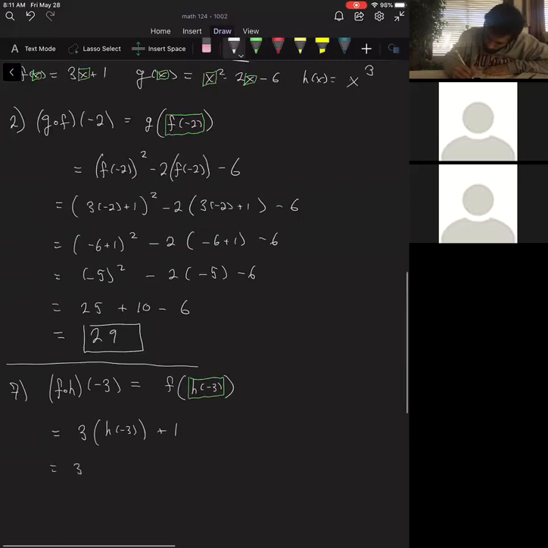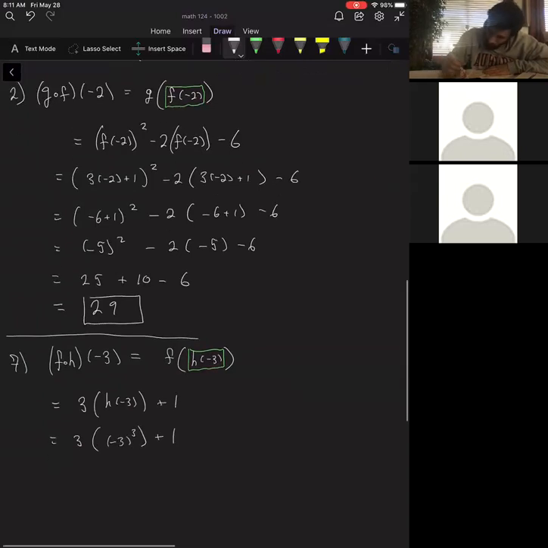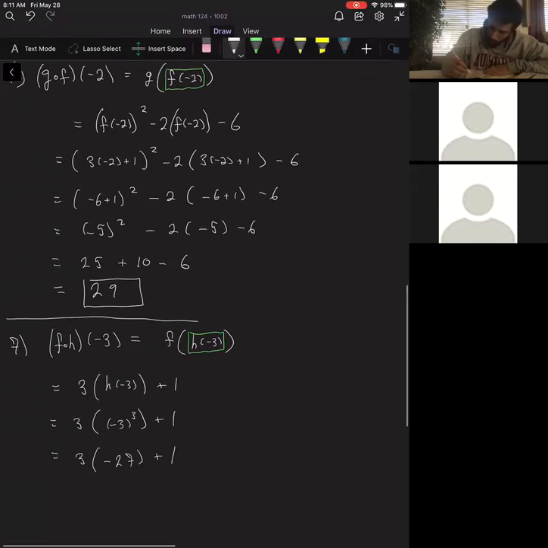So this is going to be 3 times, what's h? h is x cubed, so this is going to be minus 3 cubed plus 1. Minus 3 cubed is minus 27, plus 1. And then minus 27 times 3, that's minus 81, and then plus 1. So this is just going to equal minus 80.